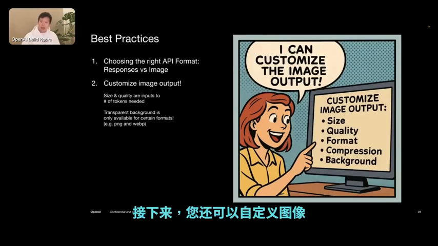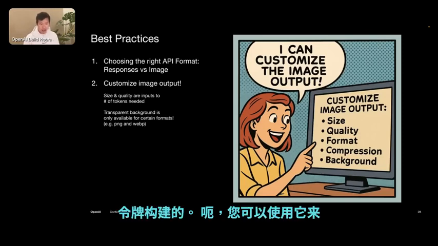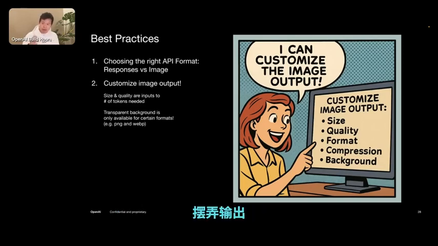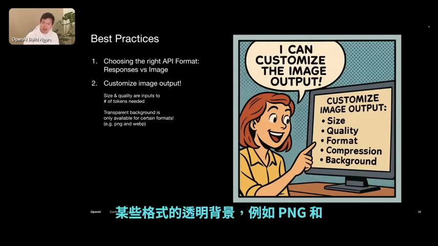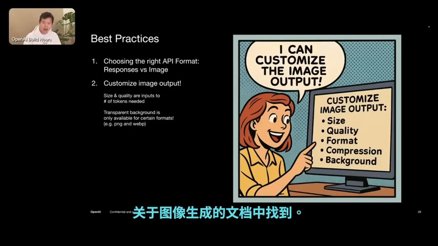Next, you can also customize the image output. Size and quality affect the number of tokens that get used, and the model is billed based on tokens. You can fiddle around with the output parameters to get the format that you want. Also, you can only use a transparent background with certain formats like PNG as well as WebP. All of this is available in our documentation on ImageGen.